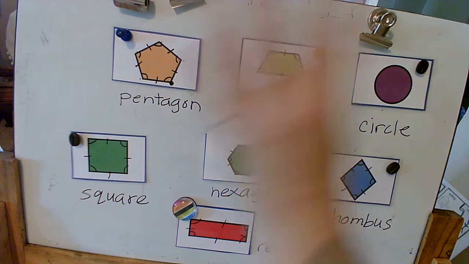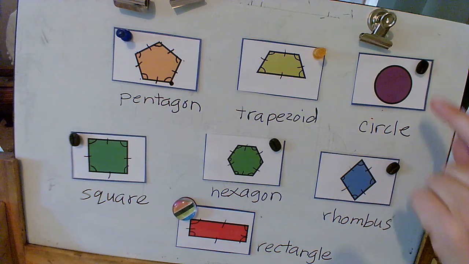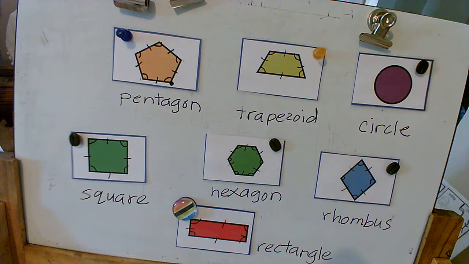So these are all your 2-dimensional shapes. They're made up of lines and angles, except for the circle. The circle's a really special one because it's just made of one curved line. All right.